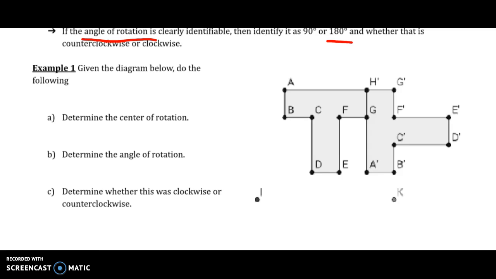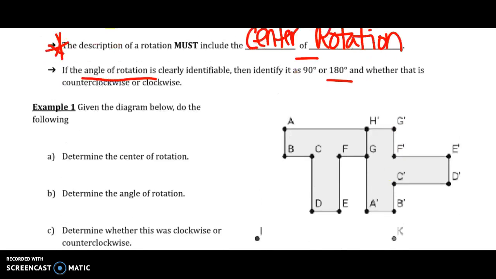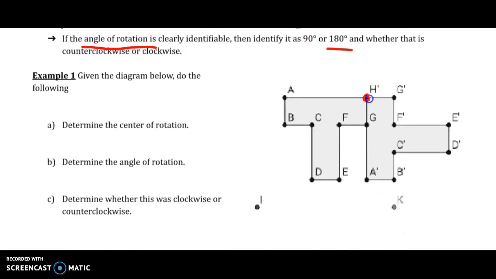So I see that this T figure has turned, okay? The order or orientation of the points, again, that is the order in which the points happen, are still the same. And if you notice, this point didn't move. Okay, so we have rotated about h.